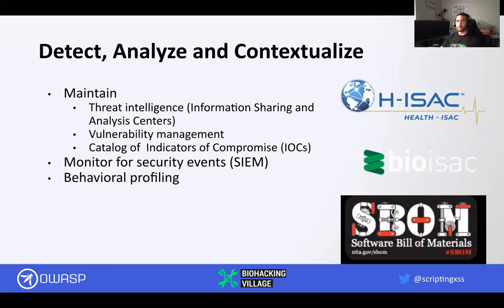Other considerations for programs are to maintain a catalog of IOCs, indicators of compromise, and having a SIEM and monitoring for security events using that SIEM. And incorporating a behavioral profiling mechanism, whether that is something that a vendor provides or something internal. But it is needed, right? And this is part of detecting, analyzing, and contextualizing according to your organization.